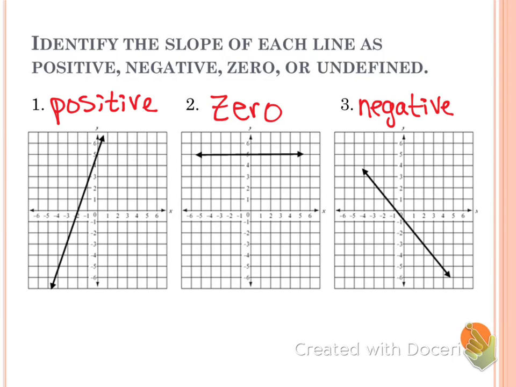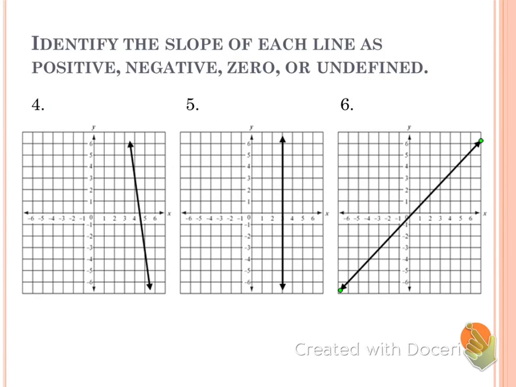Are we ready for more examples? All right, we got a few more. Same question. Is it positive, negative, 0, or undefined? Lexi? Negative. Number 4, I agree, is negative. It's very steep, but it is going downhill. So it has a negative slope.